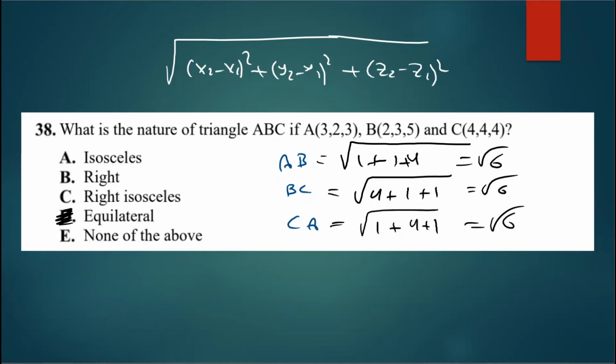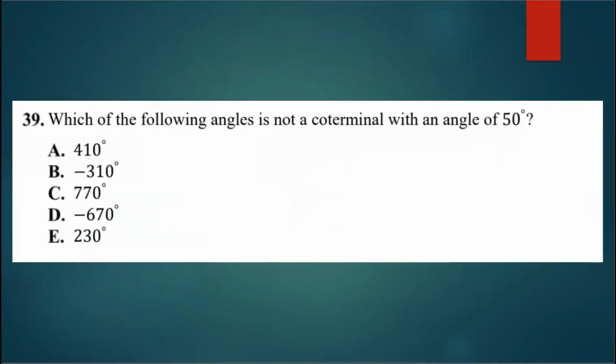Nice. Last time it was isosceles only. Which of the following angles is not coterminal with that? Again, the word coterminal for degrees means 50 plus or minus any multiple of 360. Any multiple, either positive or negative.